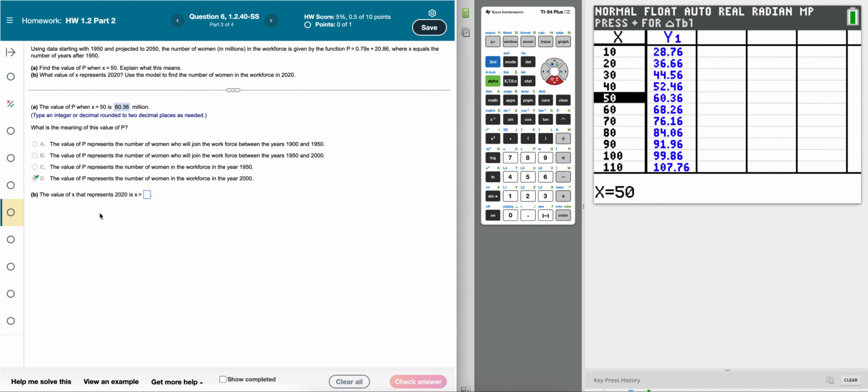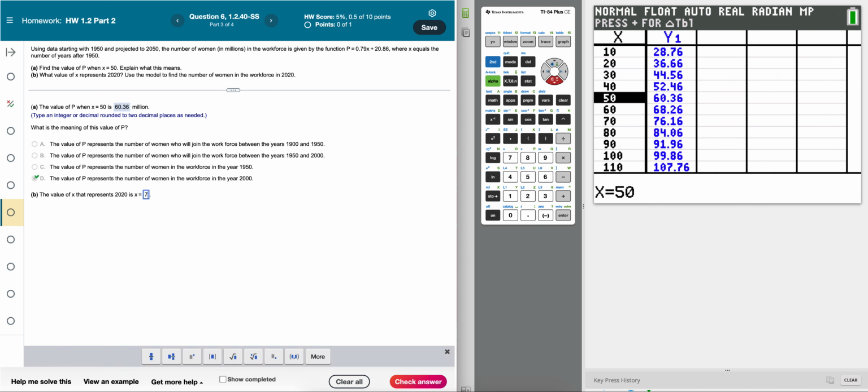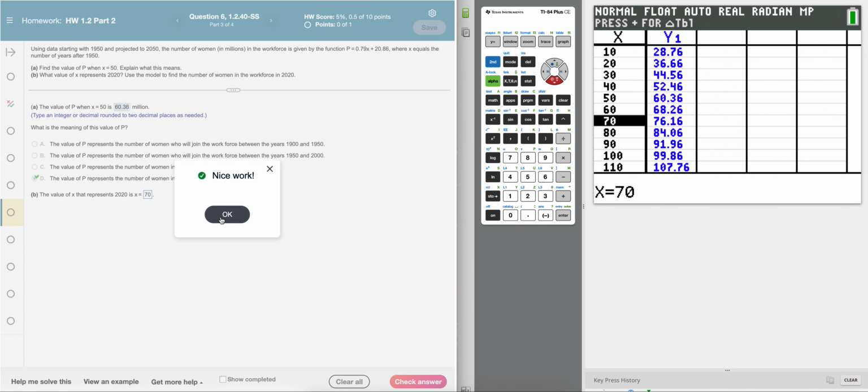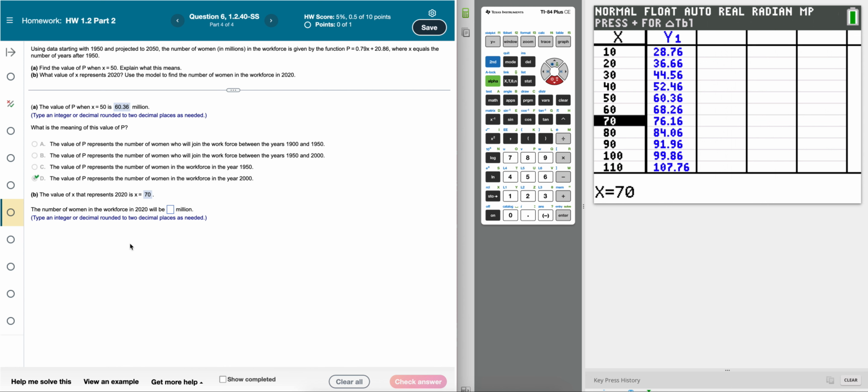Part B says, the value of x that represents the year 2020, so 2020 is how many years after 1950. 2020 is 70 years after 1950, so we're looking at x equals 70. Right now my x values are still going up by tens, and that's fine because I can easily jump here to x equals 70. The number of women in the workforce in 2020, 76.16 million.